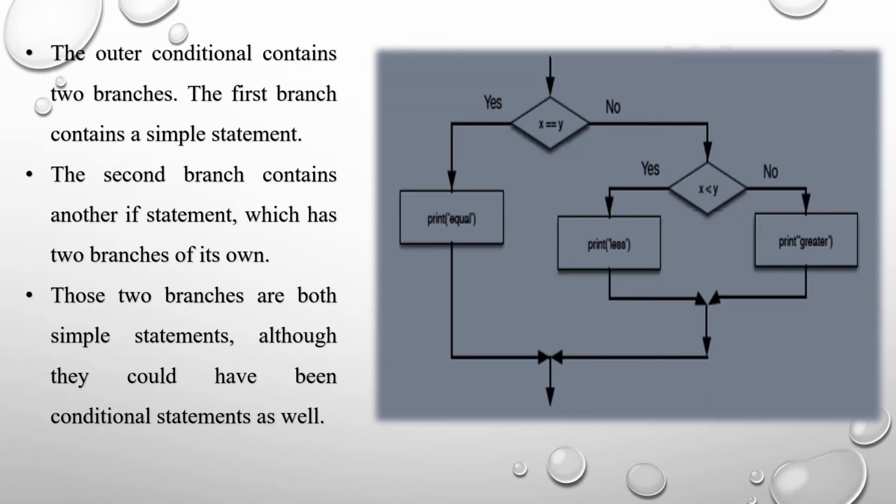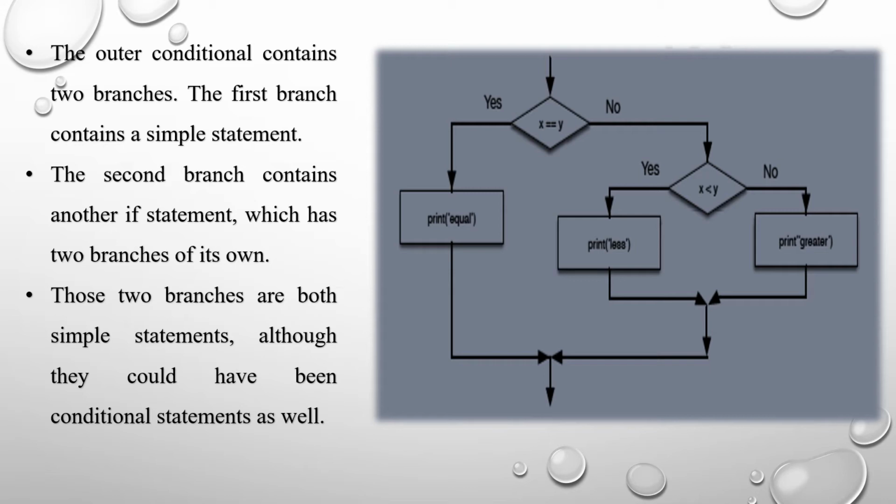In nested conditionals, the outer conditional contains 2 branches. The first branch contains a simple statement. The second branch contains another if statement which has 2 branches of its own. Those 2 branches are both simple statements, although they could have been conditional statements as well. So this is the flow chart.